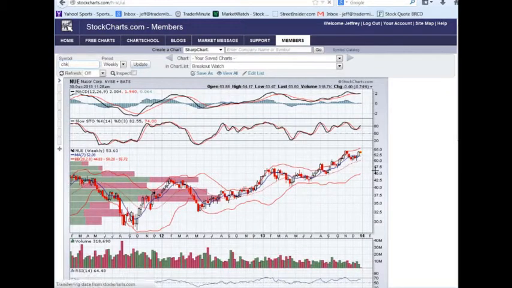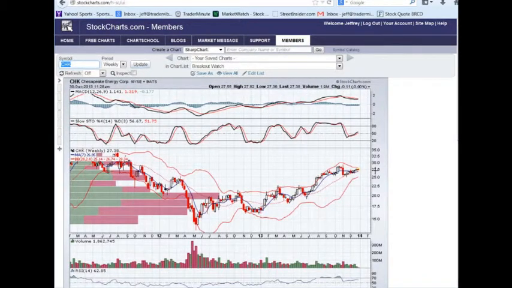Let's take Chesapeake. You can see down here around this 20 area. If Chesapeake were to pull back into the 20 area, that would be an interesting level. So it's not really going to give us a level for everything, right? I mean, it's not going to.